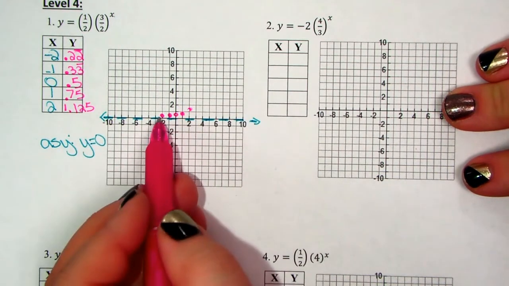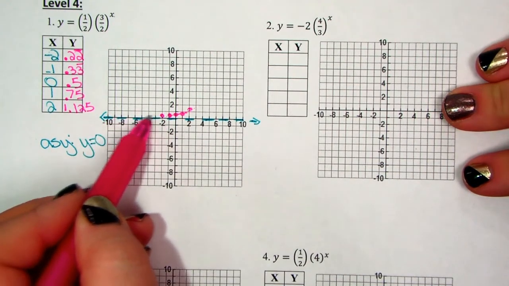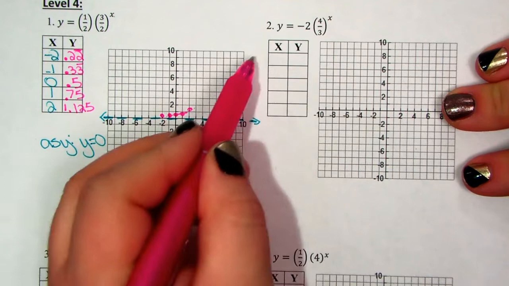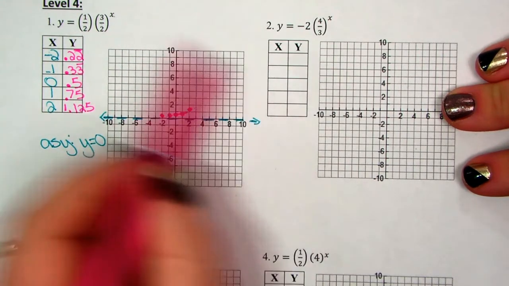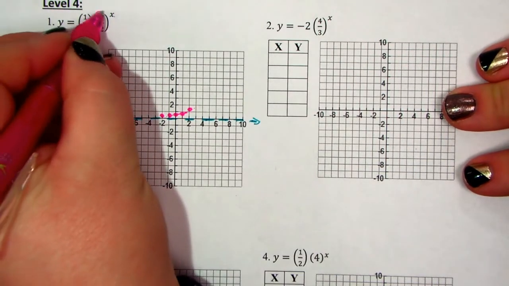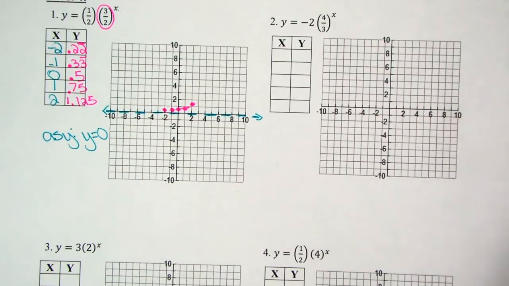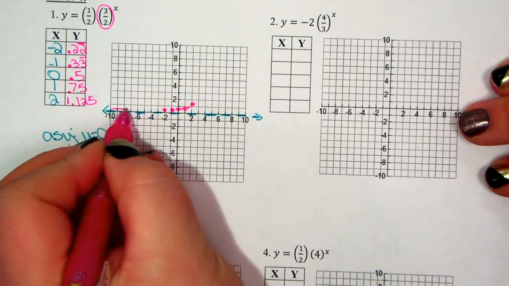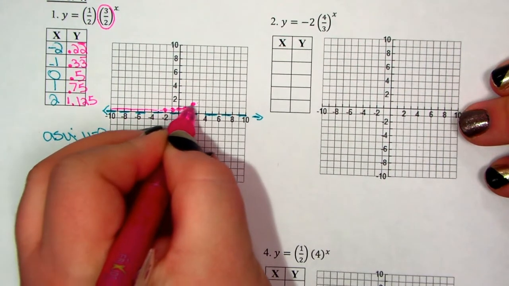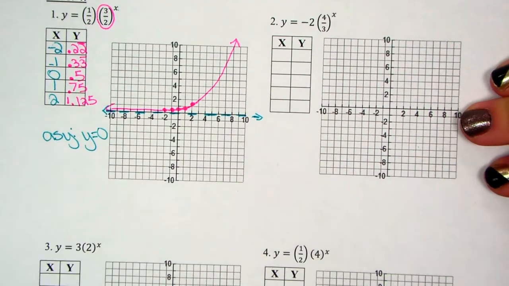You can see that ever so slightly it's getting bigger, which would make sense because we have growth functions that get bigger from left to right, and decay functions get smaller from left to right. And we look at this b value here. This b value tells me that it is growth because 3/2 is bigger than 1. So when I draw my line, I want to be very careful to make sure that I don't touch or cross. And then continue up.